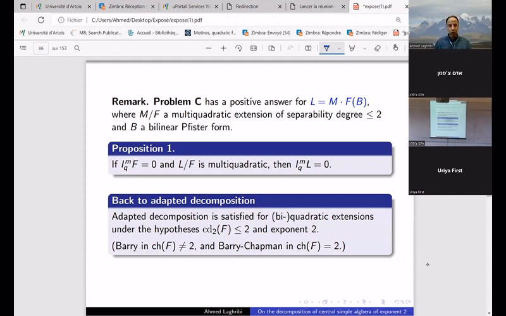So adapted decomposition, in the sense of the definition that I gave before, is satisfied for quadratic and biquadratic extensions, under the hypothesis that the cohomological two-dimension is at most 2, and of course the exponent is 2. This was done by Barry in characteristic different from 2 and by Chapman in characteristic 2. And now I will give you some examples, something that we proved, and it goes really beyond quadratic or biquadratic extensions.